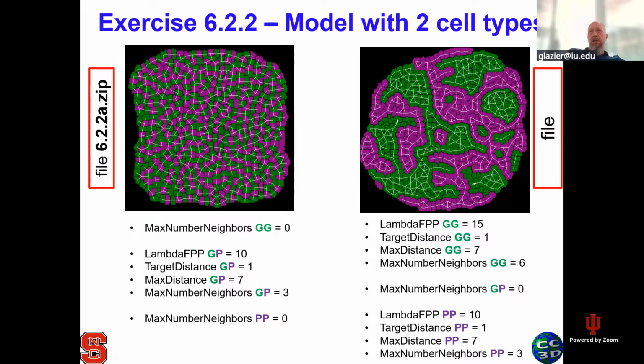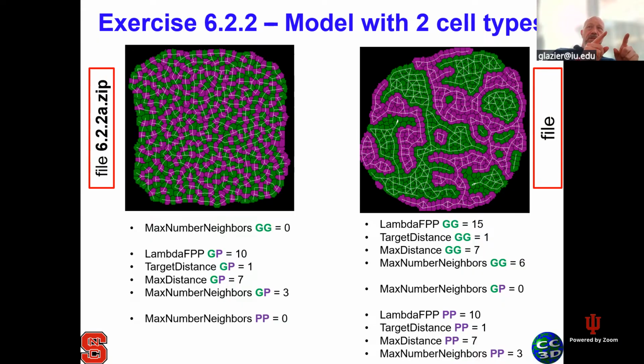If the cells are going to be 7 by 7, then the typical distance between the centers is going to be 7. And so that means that if the target distance is 1, the force will be 36 because it's the distance squared.